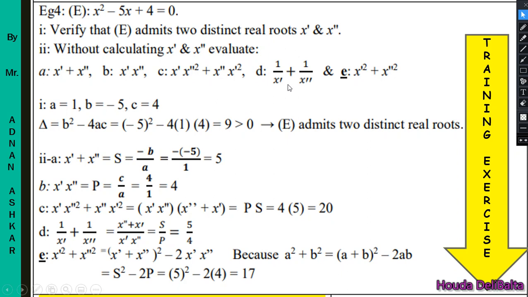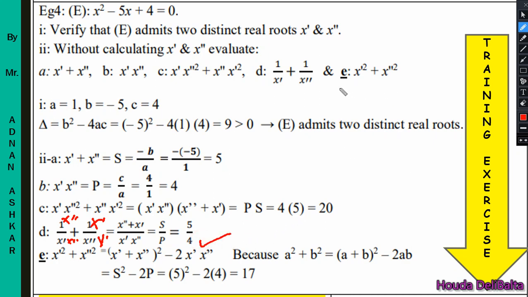Now what about 1 over x prime plus 1 over x double prime? Whenever we see fractions, all we think about is the same denominator. We have to make the same denominator. So we multiply this by x double prime up and down, okay? And we multiply this by x prime up and down. So we get x double prime plus x prime over x prime x double prime. Then it is s, this is the sum s, over p. S is 5 and p is 4, thus we get 5 over 4.